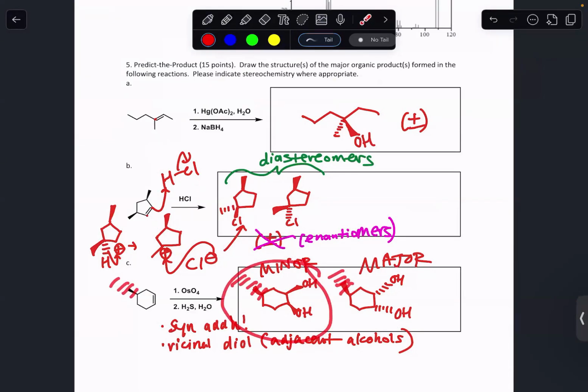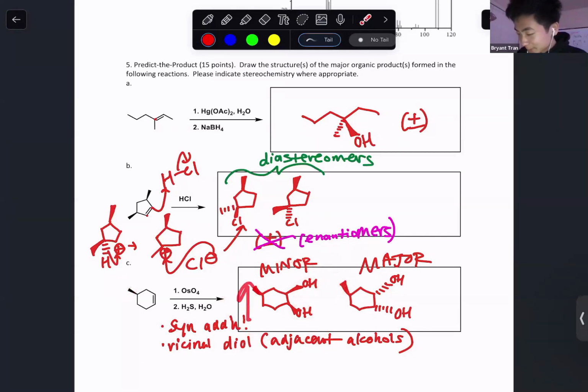Because the groups here are facing away from each other, less steric hindrance, major. If this was a dash, then every group would face the same side, the back side, and that's not good, right? That's going to bump into each other, aka steric hindrance. We don't want that. It's going to become less stable. Minor.